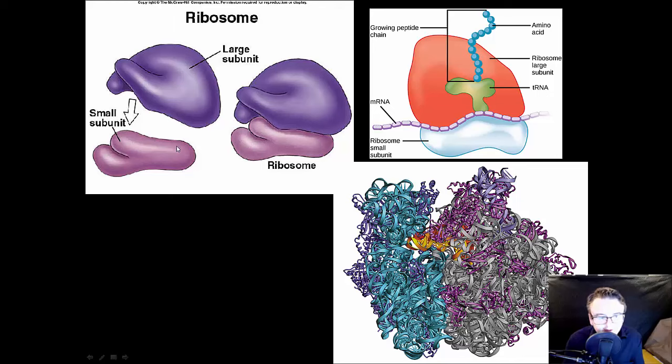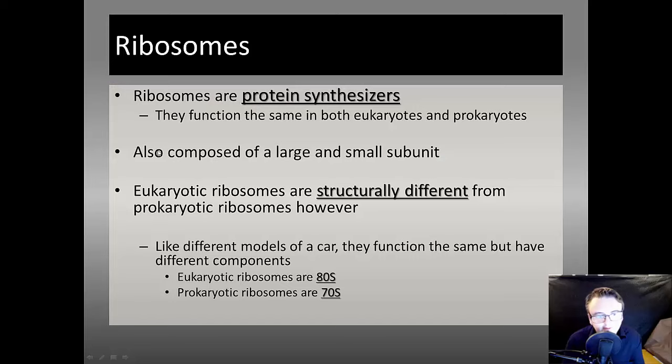Now these two units can vary. The exact shape and size can look different. And what we see is that while all organisms have them, there are two general types that relate to whether an organism is eukaryotic or prokaryotic.